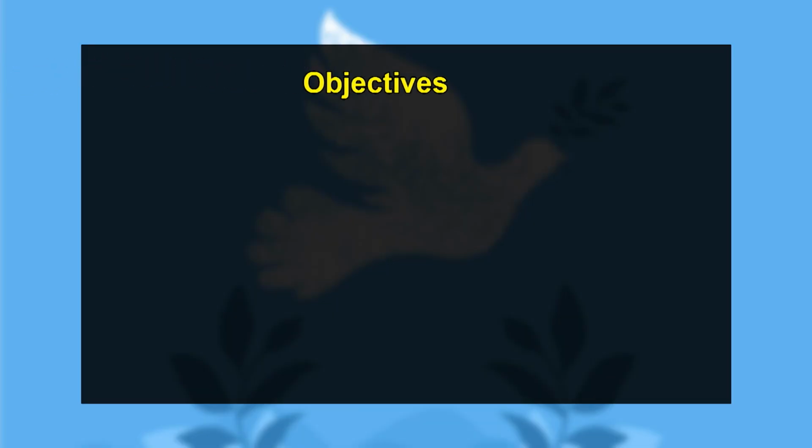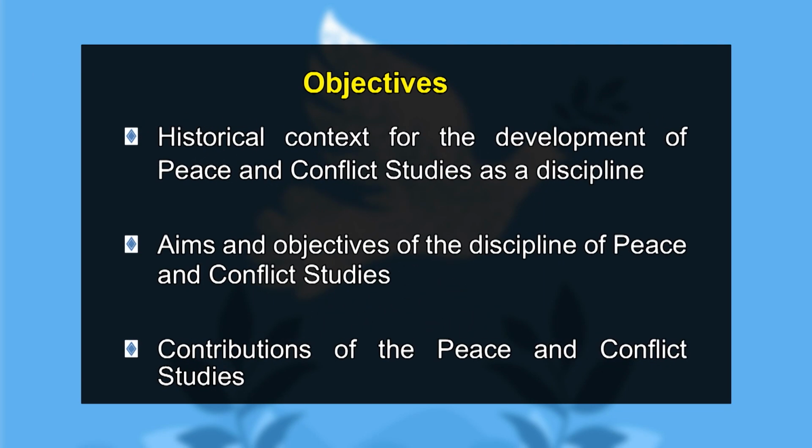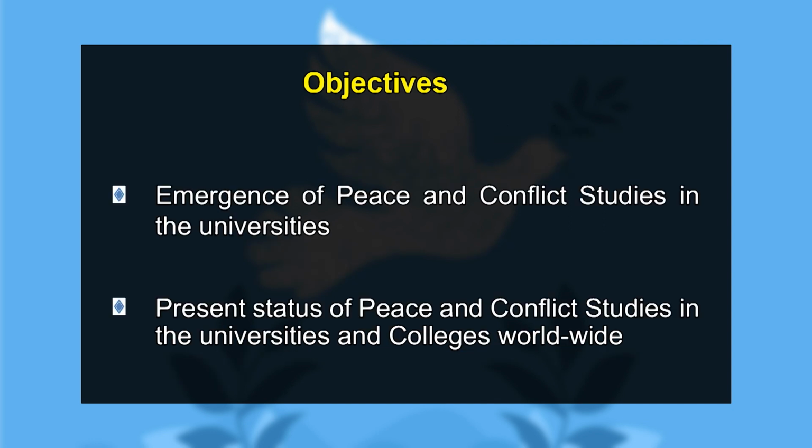The main objectives of today's lecture are to know the historical context for the development of peace and conflict studies as a discipline, to know the aims and objectives of the discipline of peace and conflict studies, to know the contribution of peace and conflict studies, to understand the emergence of peace and conflict studies in the universities, and finally, to know the present status of peace and conflict studies in the universities and colleges worldwide.